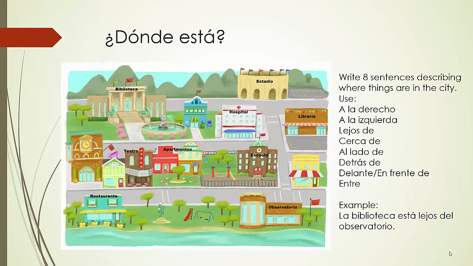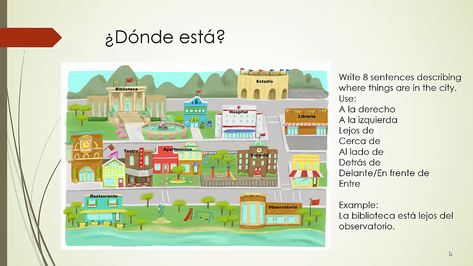If you look at this picture, reading from the top left across, you've got a biblioteca, an hospital, an estadio, and a librería. And then going down to the next block, you've got a teatro, apartamentos, and an escuela. Escuela means school, like for little kids. And then you've got a restaurante next to the oceanfront there, or lakefront, whatever. You've got a restaurante and the observatorio.